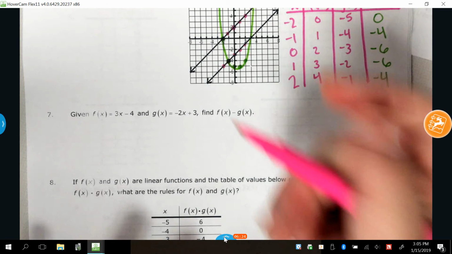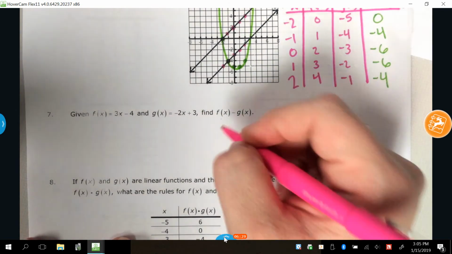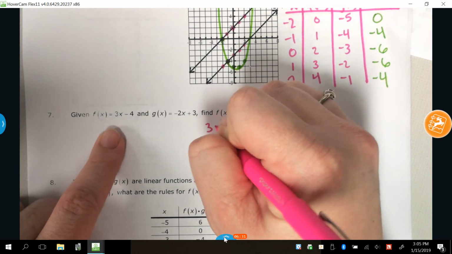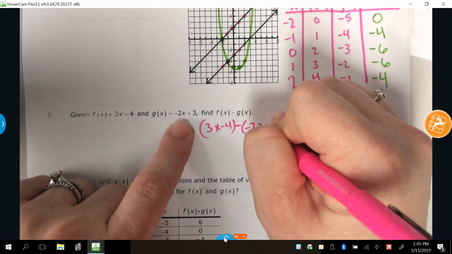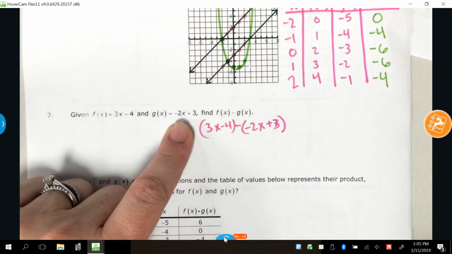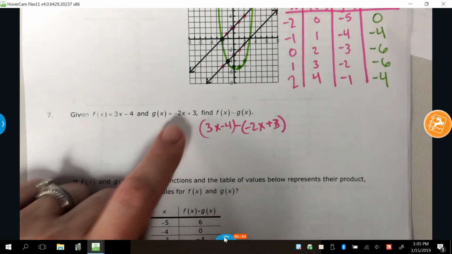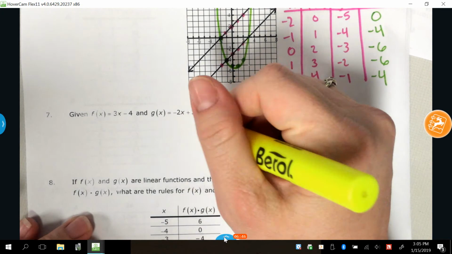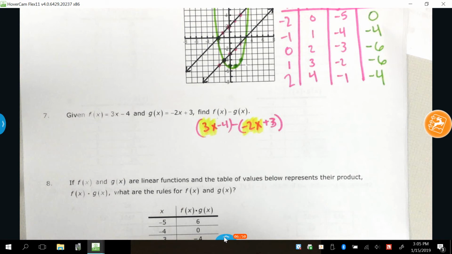Okay, given f of x is 3x minus 4 and g of x is negative 2x plus 3, find f of x minus g of x. So f of x is 3x minus 4 minus g of x, negative 2x plus 3. There's two ways to do this. We could distribute our negative, which I'll do in a minute, or we can combine like terms by subtracting. So 3x minus negative 2x.